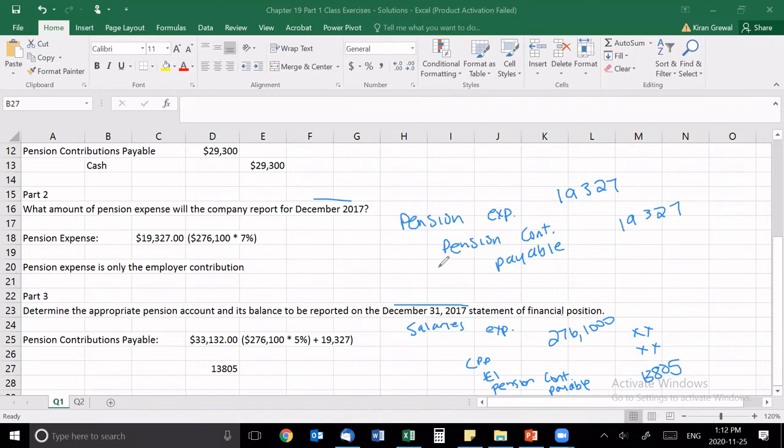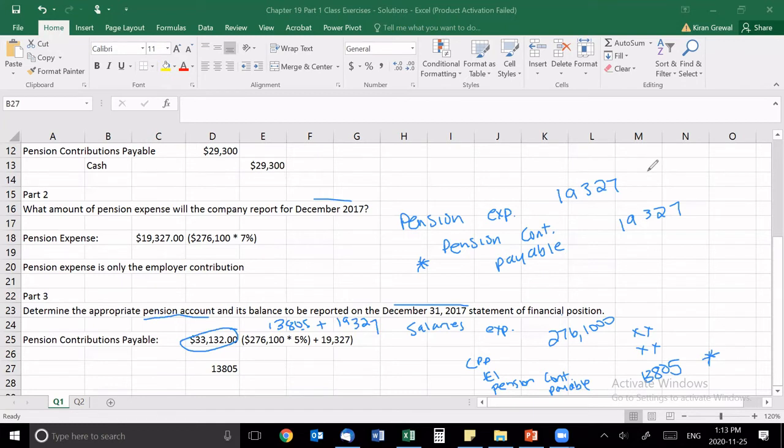Okay, so we have our pension contributions payable up here of 19,327. We have a pension contributions payable down here of 13,805. So 13,805 plus our 19,327. This question asks, what are we reporting as our pension account on the balance sheet? So our pension account is pension contributions payable, 33,132, which is adding these two amounts here. Okay. So that is your pension journal entries for a defined contribution plan.